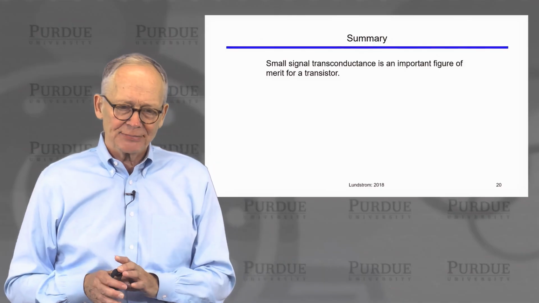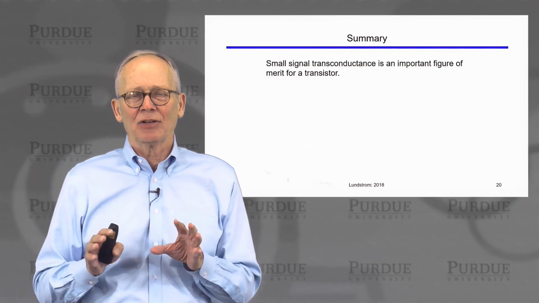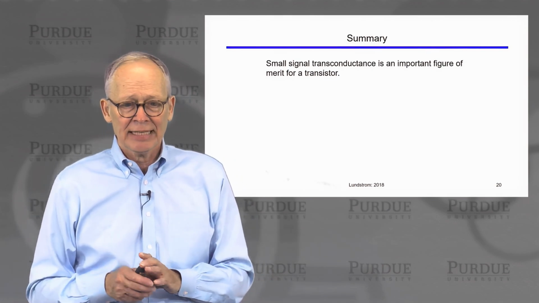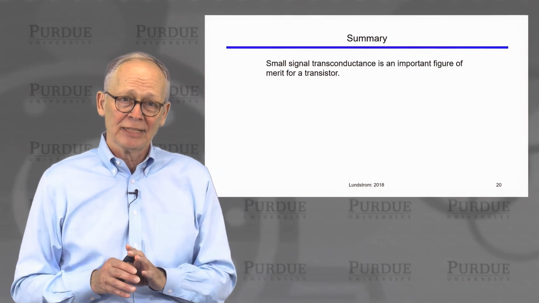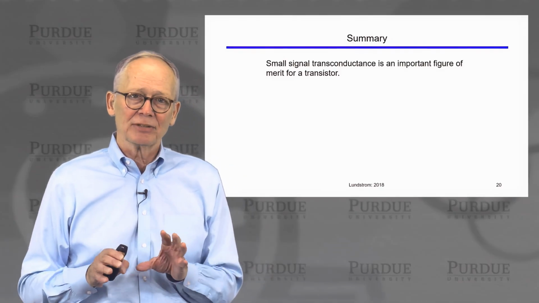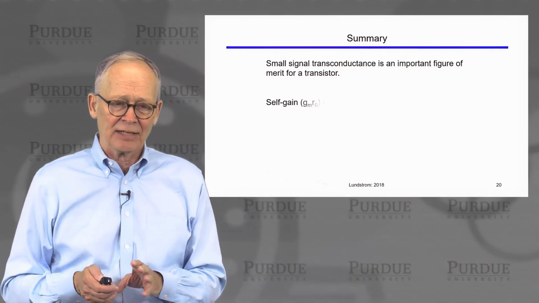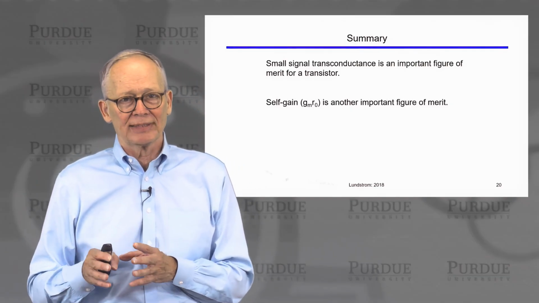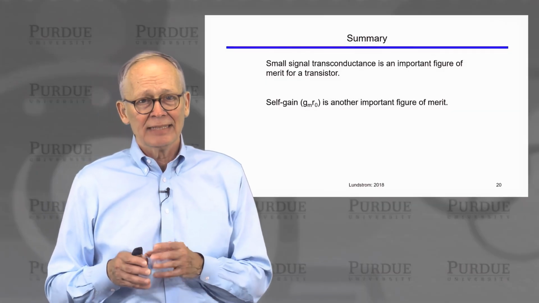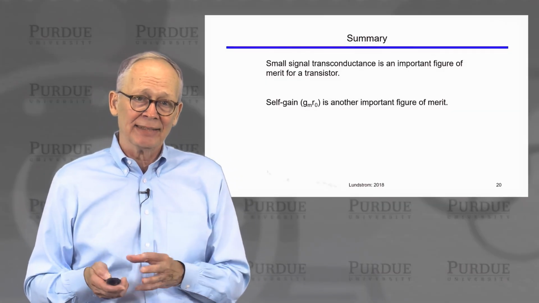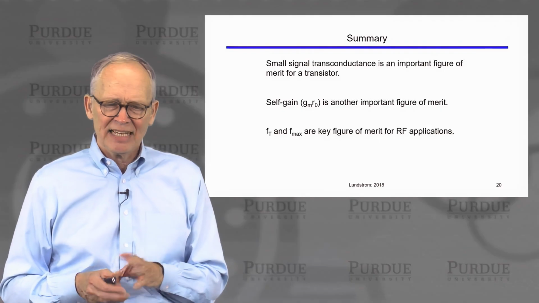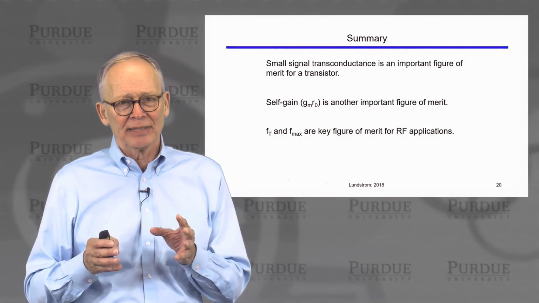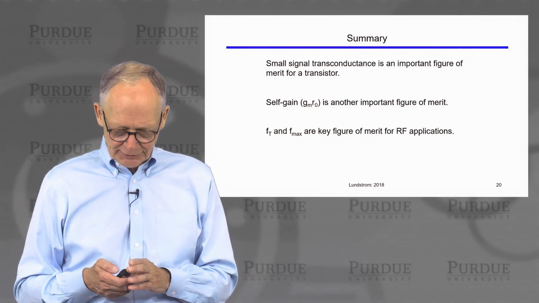All right, let's wrap up. So we've just had a quick look at analog circuits and what's important in terms of transistor characteristics for analog circuits. Small signal transconductance is really important because it is a measure of the transistor's ability to amplify analog signals. Self-gain is also important. That brings in the output resistance, and the output resistance of a transistor is also important because it limits the maximum gain that will be available in an amplifier. And ft and Fmax are very important figures of merit because they help us determine how high in frequency we can use these transistors.